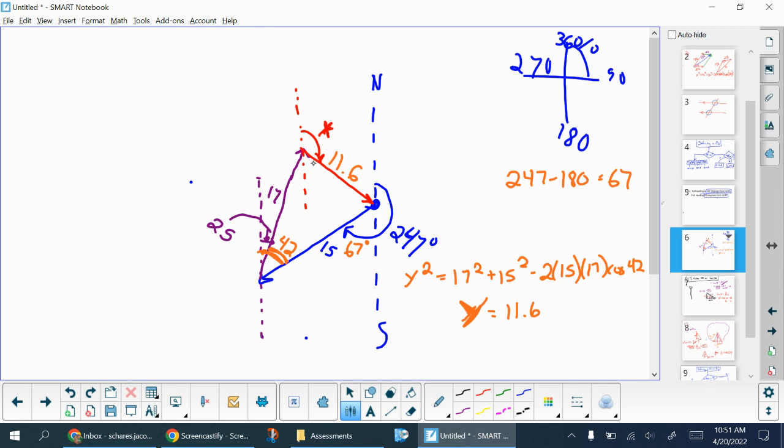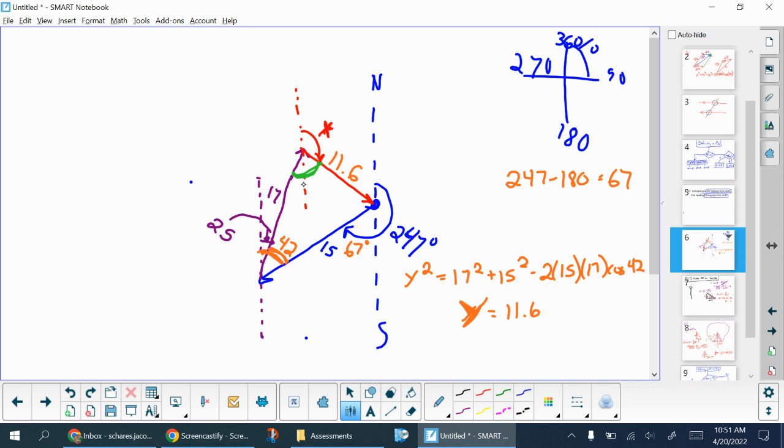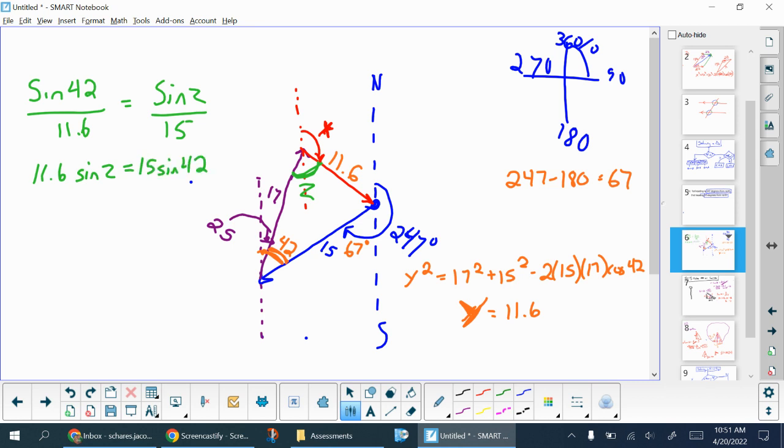I also have this 15, which means I could use that to find this angle. So if I go back, I'm just going to switch the colors again. If I want to find this angle here, the whole thing, we'll call that z for now, I can use law of sines. So I'll have sine of 42 over 11.6 equals sine of z over 15. I'll cross multiply there and divide by 11.6. Since I'm finding the angle, now I'll do the inverse sine of all of that stuff.